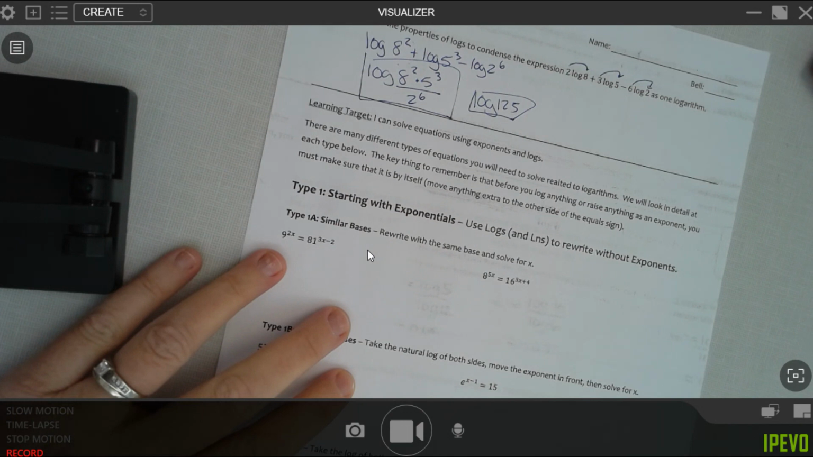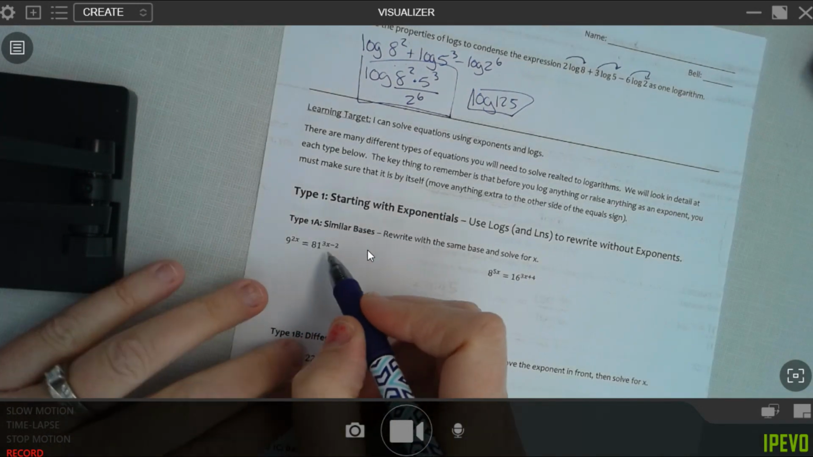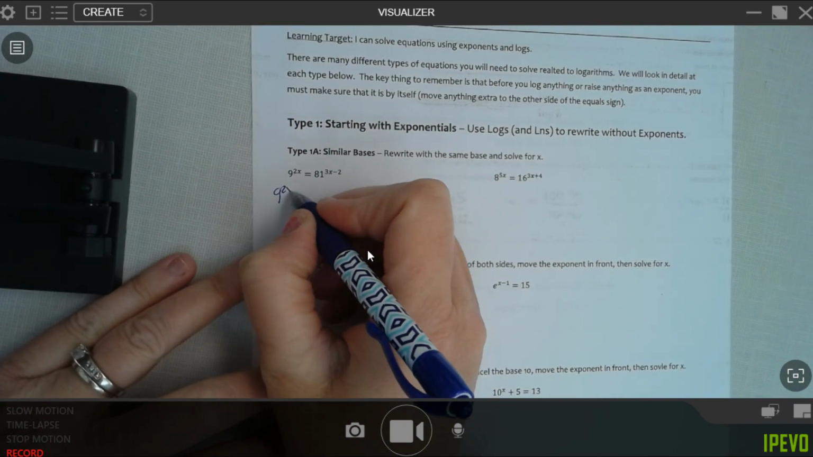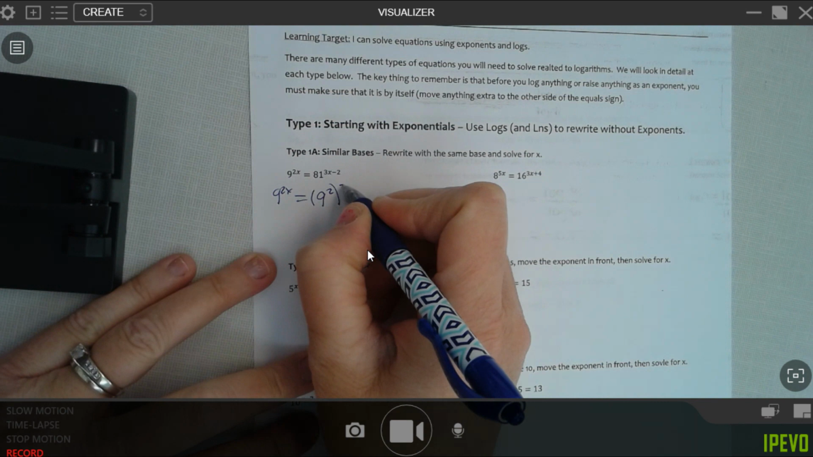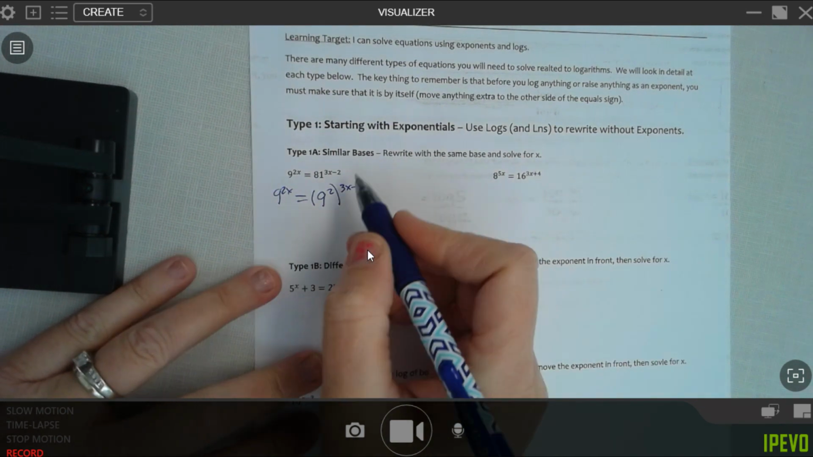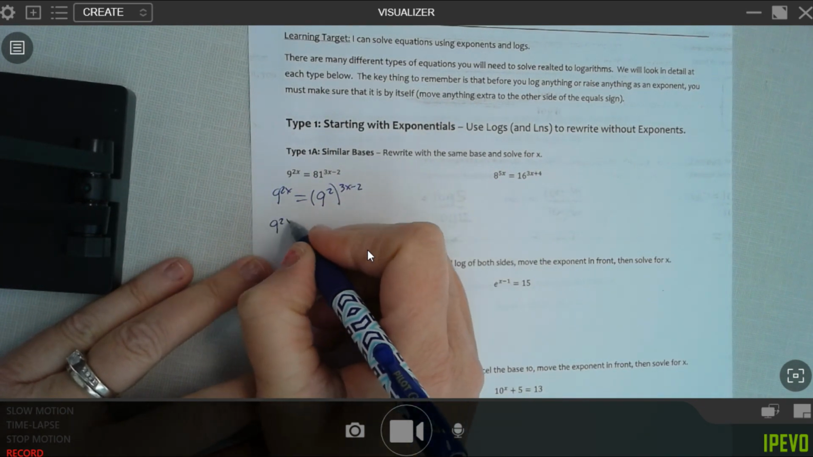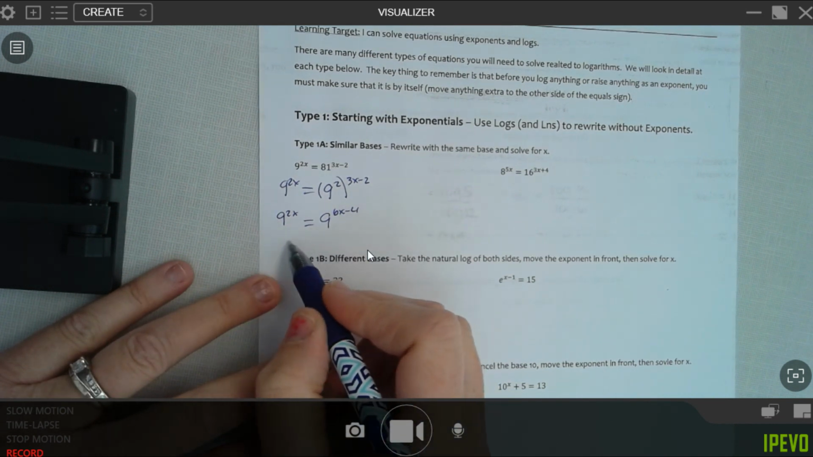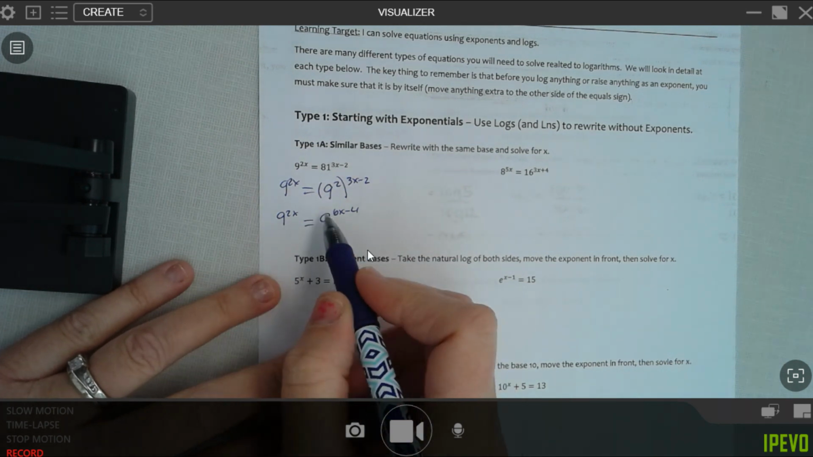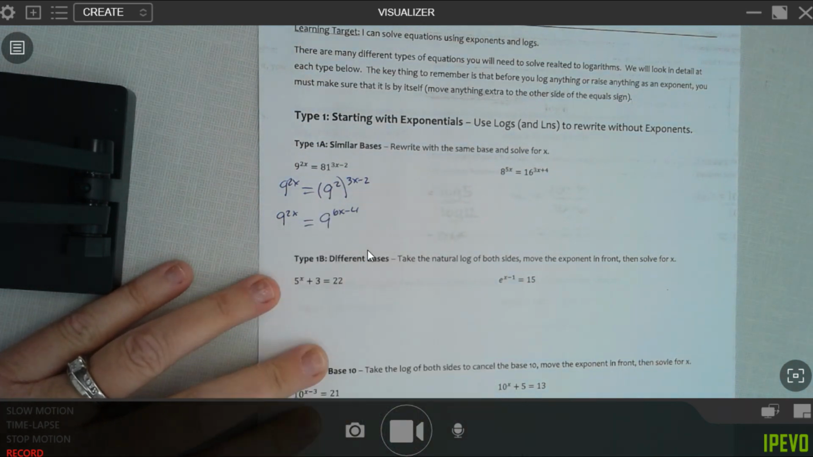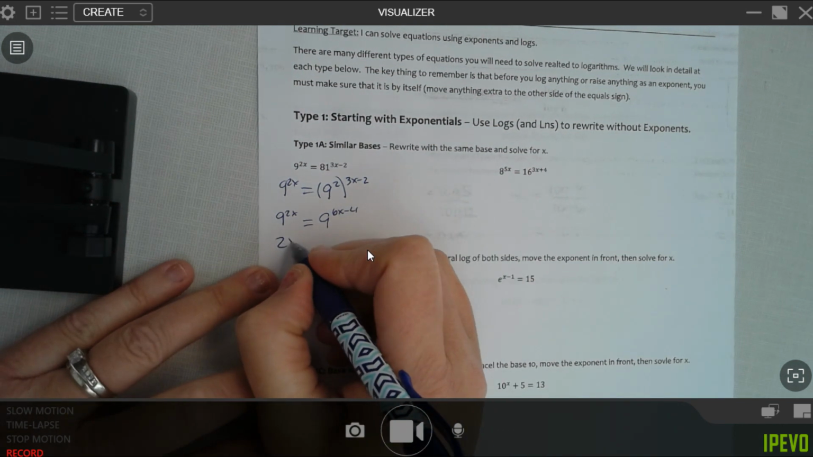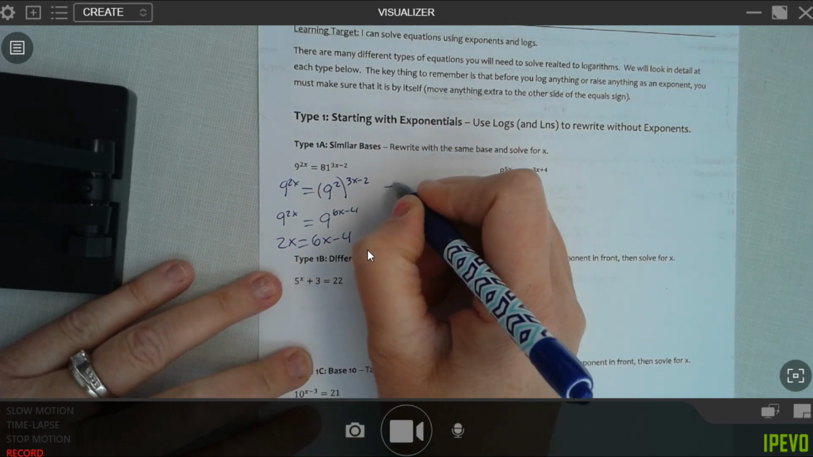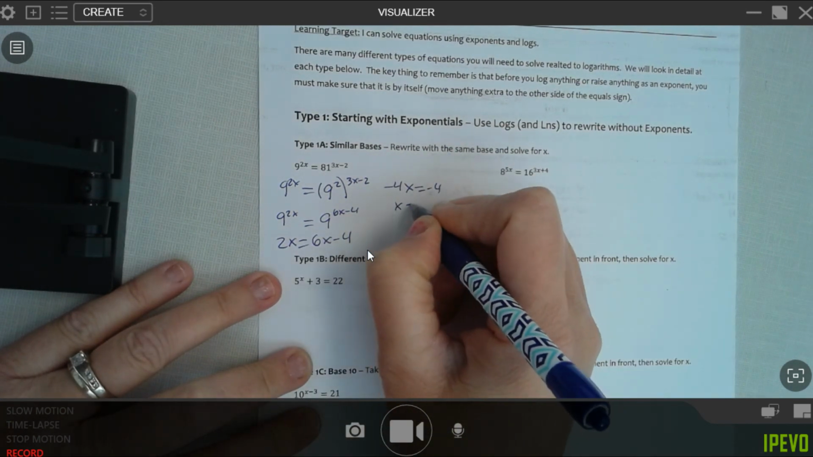So 9 to a 2x, I can rewrite 81, so it also is a power of 9. So I can write this as 9 squared. Then a power to a power, I'd multiply these. And now they both have the same base of 9, so then I can go ahead and just solve the exponents equal to each other. So once the bases are the same, then you just solve the exponents. So I'm going to solve 2x equals 6x minus 4. So subtract over my 6x. I get negative 4x equals negative 4, so x equals 1.